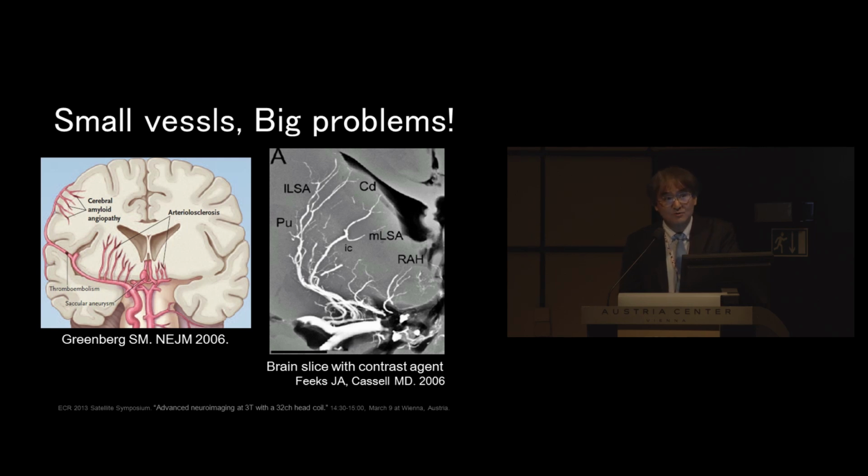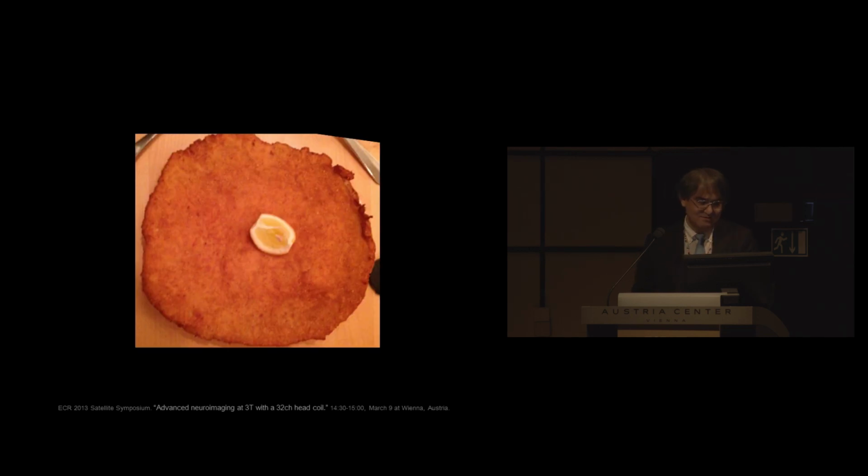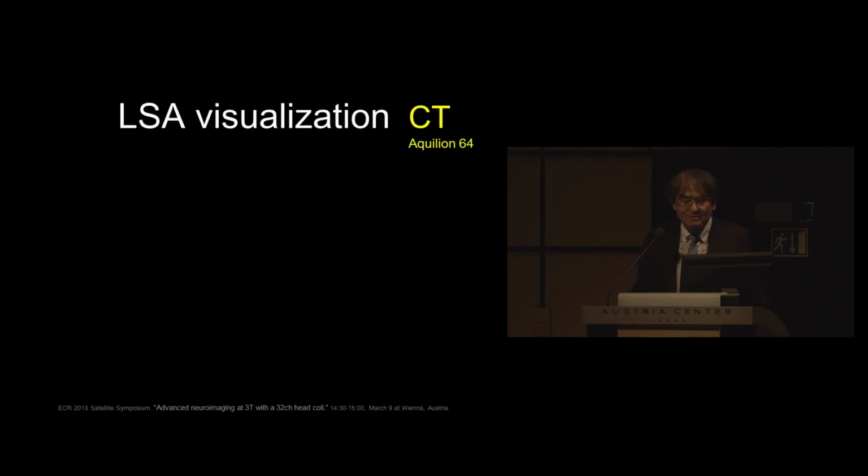Have you ever tried to visualize it? Maybe not many people have tried that. So we have to have this kind of very magnified information in order to see these small arteries, and it's not easy. However, that can be visualized even using CTs. This is the result of using CT of 64-channel detector.